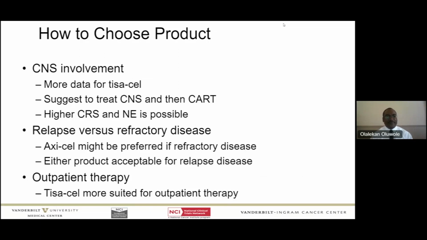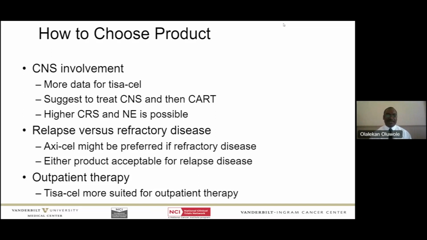CNS involvement is another consideration. The registration trial for tisagenlecleucel allowed treated CNS disease, whereas axi-cell did not. However, in the post-marketing real-world data, we have evidence that patients with treated CNS involvement might actually be able to get axi-cell successfully. So both products have real-world data that suggests that once the secondary CNS lymphoma has been treated, remember, this is not primary CNS lymphoma. This is systemic lymphoma secondarily in the CNS. Once you've treated it, you can use either of the products, but there are more data with tisagenlecleucel.